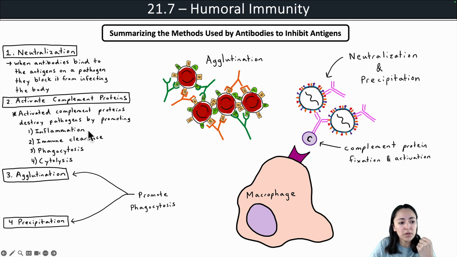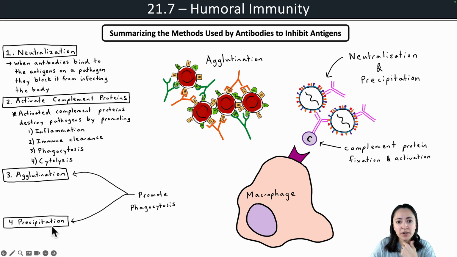Complement proteins help to promote inflammation. They help to promote immune clearance, so help your body get rid of the antibody antigen complexes that are formed. It helps promote phagocytosis and also helps to promote cytolysis, or the destruction of diseased or pathogenic cells. And then finally, antibodies help with what we call agglutination and precipitation.